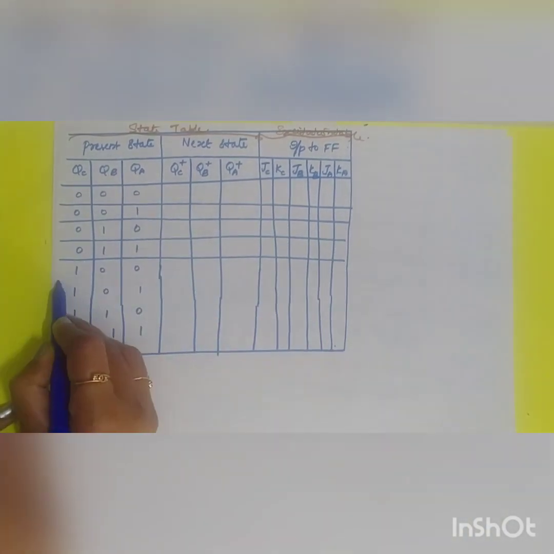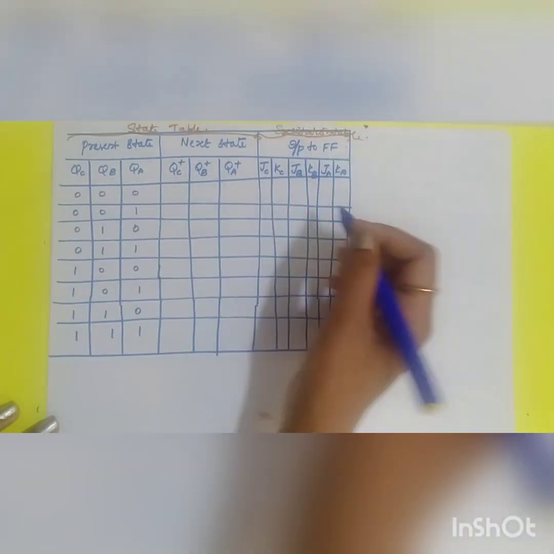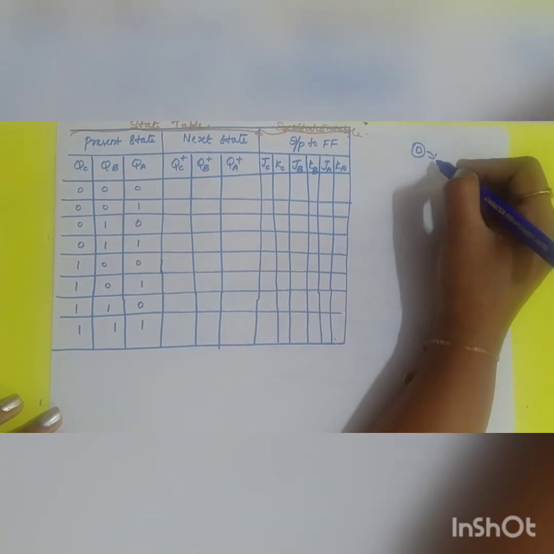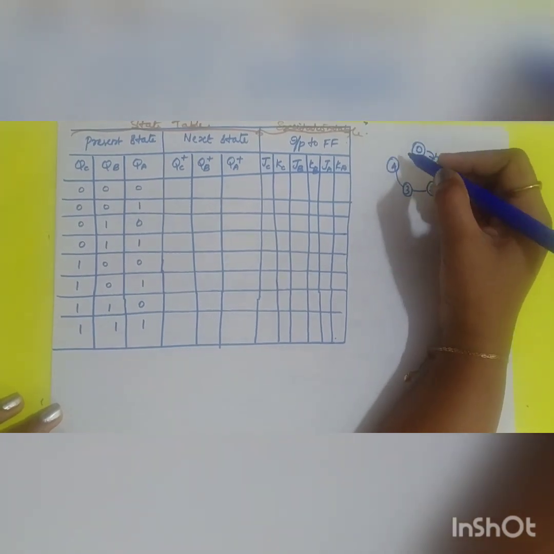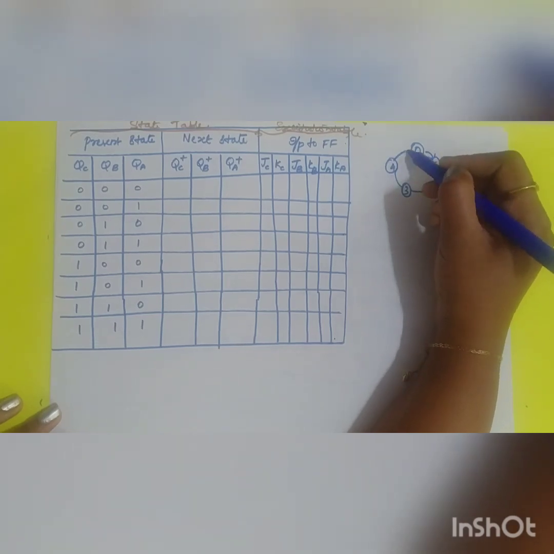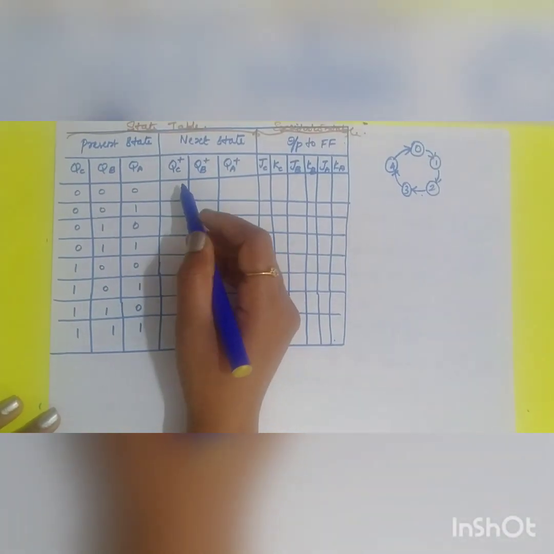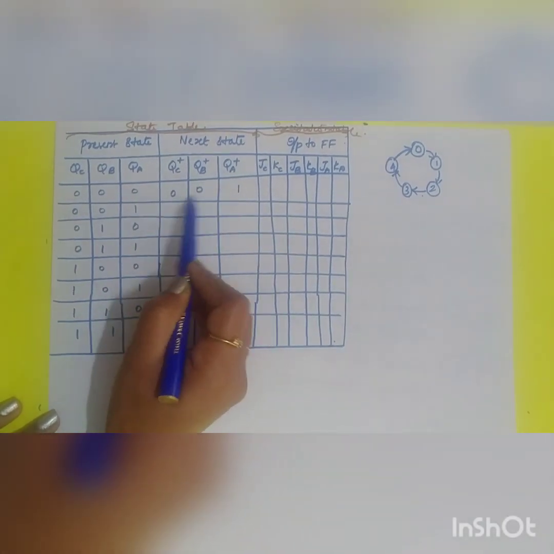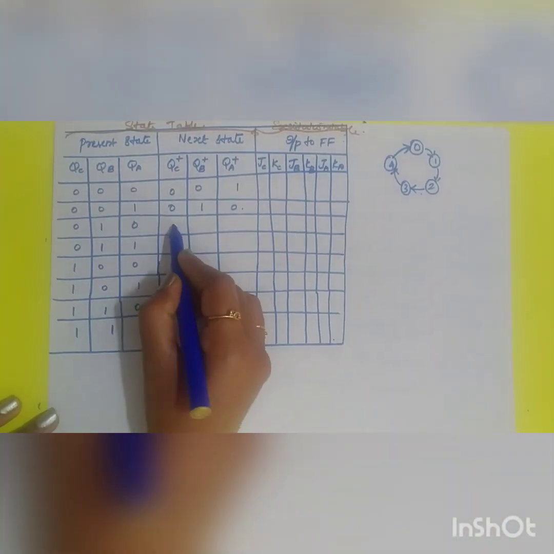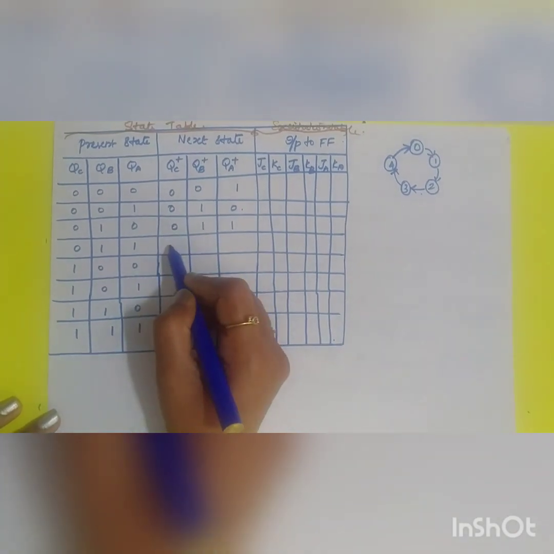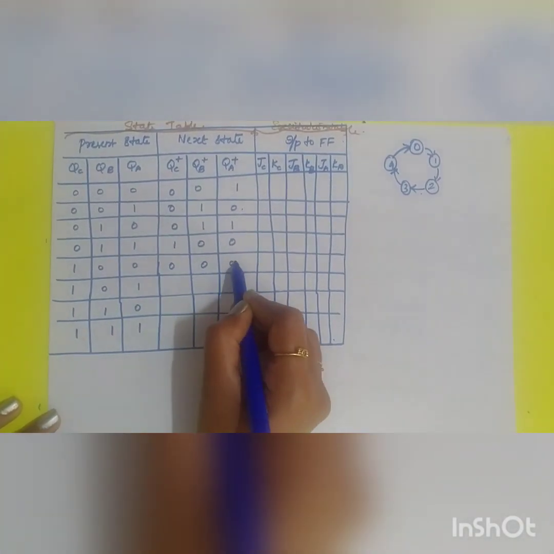So for 0 0 0, what is going to be your next state? When you do a mod 5 counter, it goes from 0 0 0 to 0, 1, 2, 3, 4, right? From 4, it goes back again to the first state. So this is going to be your diagram. From 0 0 0, it is going to the next state that is 0 0 1. What will be your next state from 0 0 1? From 1 to 2, that is 0 1 0. From 2 to 3, so from 2 to 0 1 1. From 3 to 4, right, 1 0 0. From 4, it is going back to 0.